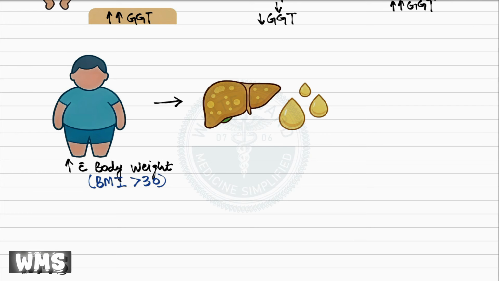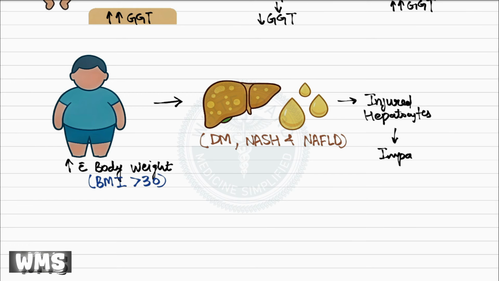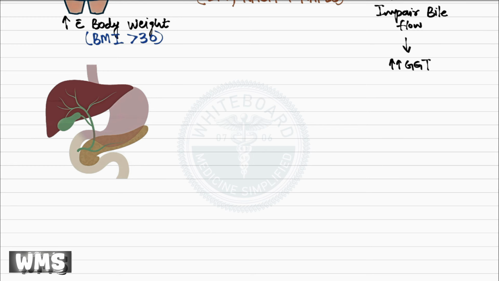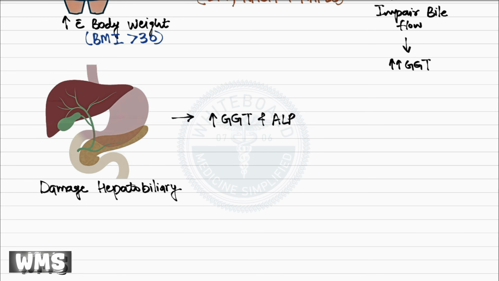This pattern is also seen in conditions like diabetes mellitus, non-alcoholic steatohepatitis, and non-alcoholic fatty liver disease, where fat accumulation in the liver can injure hepatocytes and also impair bile flow in the hepatobiliary system, leading to elevated GGT levels. So we can understand that any condition that damages the hepatobiliary system, whether it is chronic liver disease, obstruction, infiltration, or infection, can lead to a rise in both GGT and ALP.